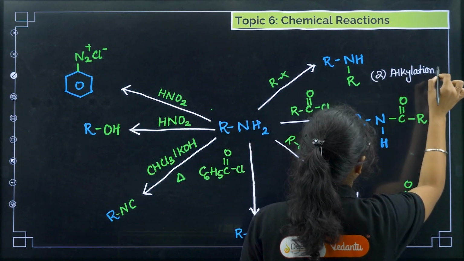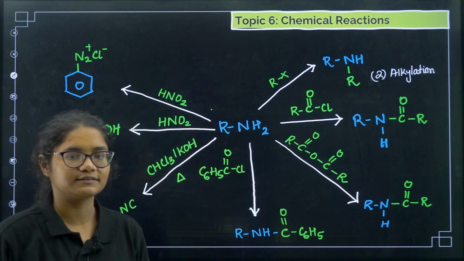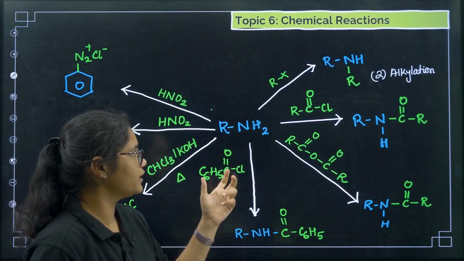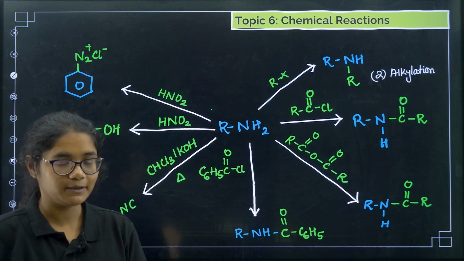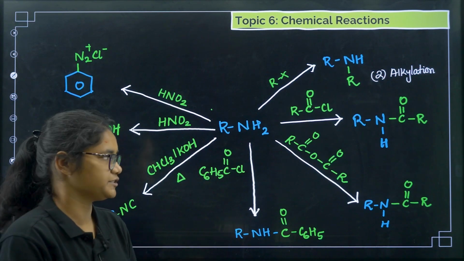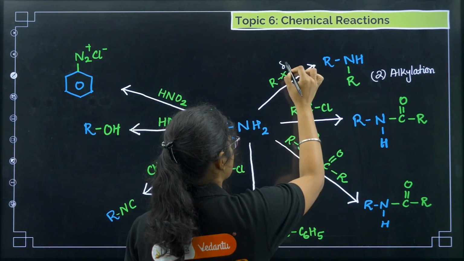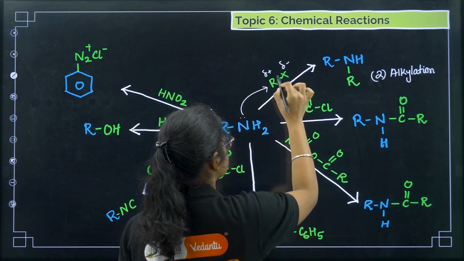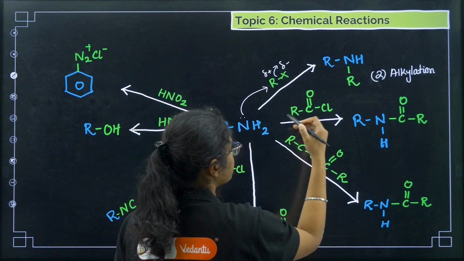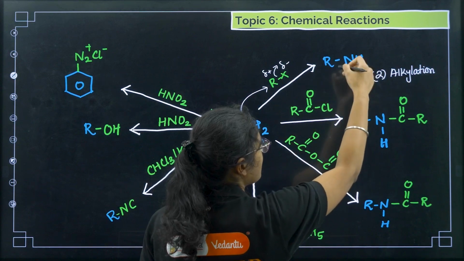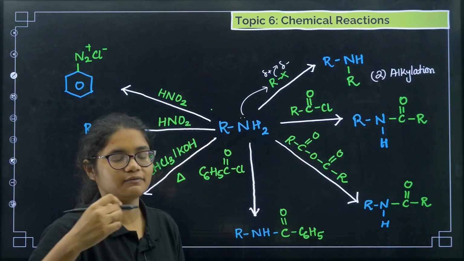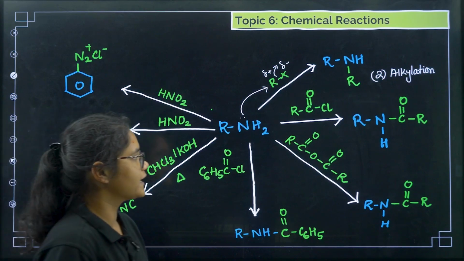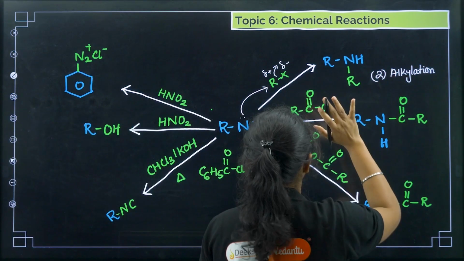Now alkylation, we have already studied the reactions of alkylation in the previous lecture, where we discussed the preparation of amines. As you know, this is delta minus, this is delta plus. So this will attack here, this X will go, and we'll get a secondary amine. Further, this reaction will continue and we can get tertiary and quaternary amines as well. Now the second reaction is alkylation. I hope this is clear.